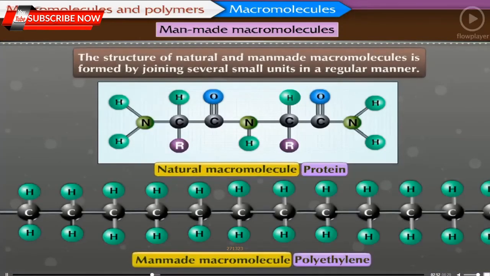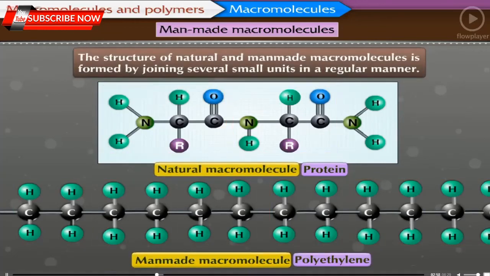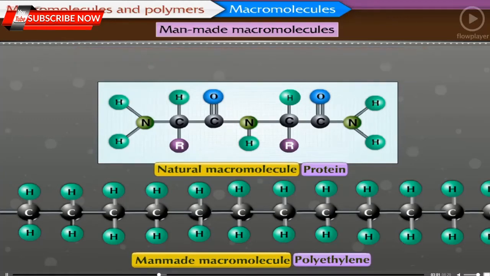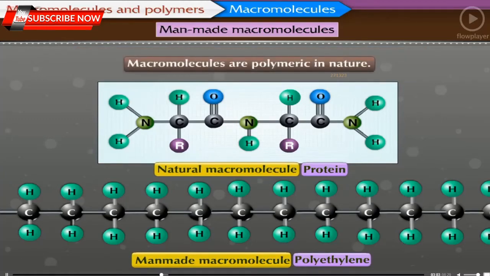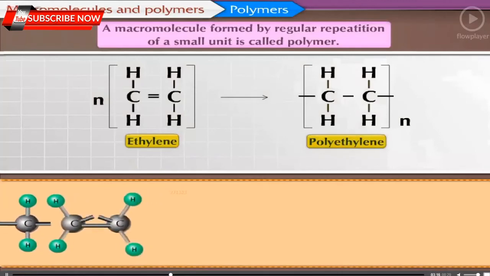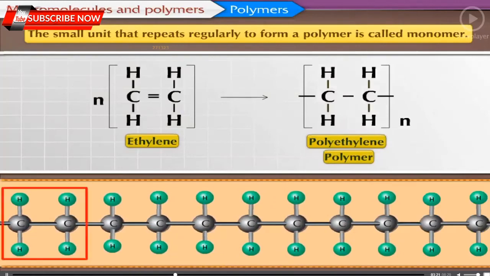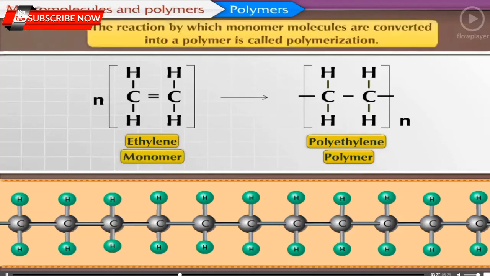The structure of natural and man-made macromolecules is formed by joining several small units in a regular manner. Therefore, macromolecules are polymeric in nature. Come, let us now learn how polymers are formed. Polymers. A macromolecule formed by regular repetition of a small unit is called polymer. The small unit that repeats regularly to form a polymer is called monomer, while the reaction by which monomer molecules are converted into a polymer is called polymerization.